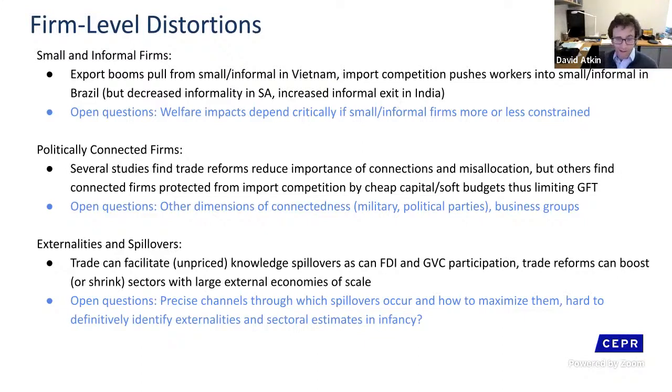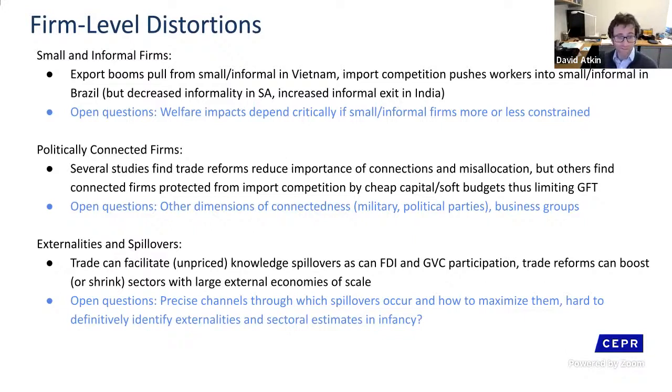Here we've seen somewhat ambiguous impacts. When we've seen export booms in Vietnam, then we see those booms pull workers from small and informal firms. Meanwhile, import competition has pushed workers into the informal sector in Brazil, but in South Africa and in India, it may have done the opposite. And so, I think we still have work to go on trying to aggregate these variety of impacts and get a better sense of what's happening to the full firm size distribution.